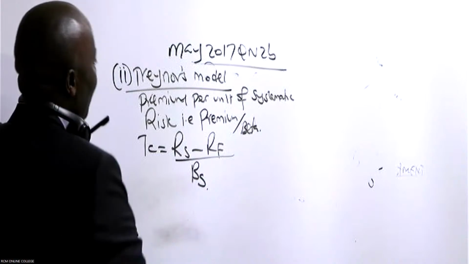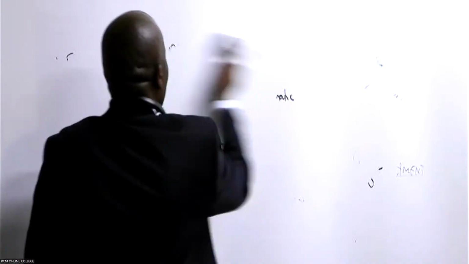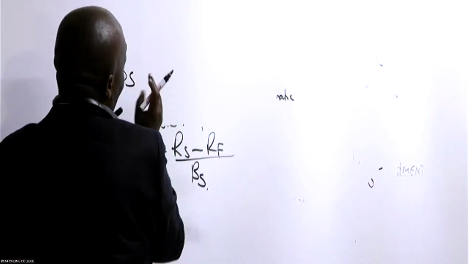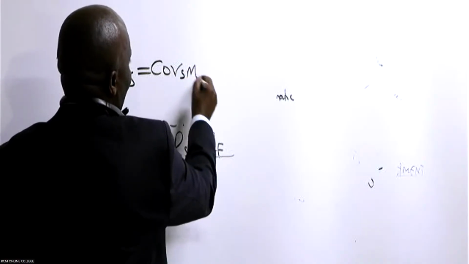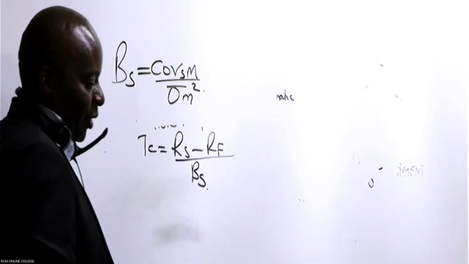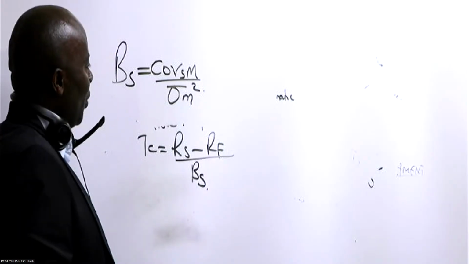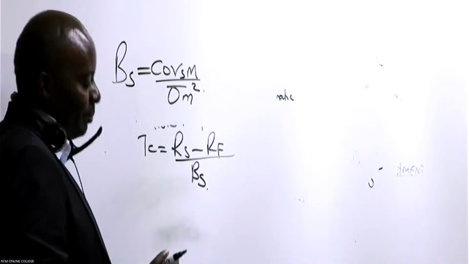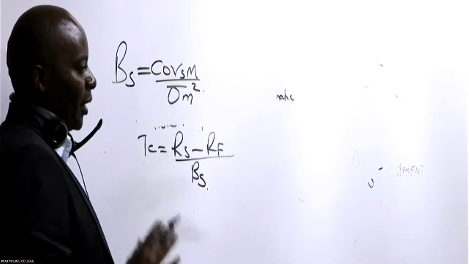How do we get this beta? It's very, very easy. Anytime they want us to give them beta of a security, we must always remember that beta of a security is the covariance between the security and the market, all over the standard deviation of the market squared. This is so important for you. If they want beta of a security, we shall always take covariance of S and M divided by the standard deviation of the market squared.